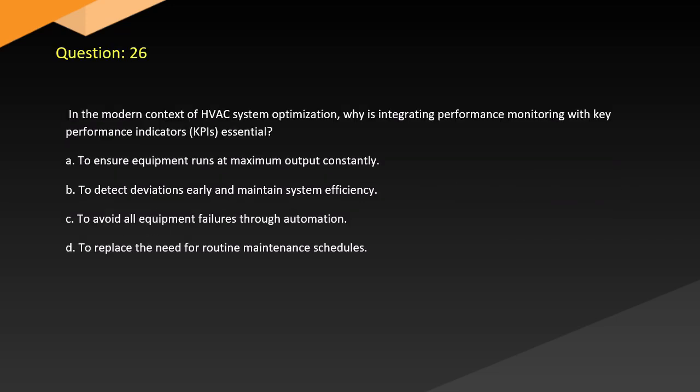Question 26. In a modern context of HVAC system optimization, why is integrating performance monitoring with key performance indicators, KPIs, essential? A. To ensure equipment runs at maximum output constantly. B. To detect deviations early and maintain system efficiency. C. To avoid all equipment failures through automation. D. To replace the need for routine maintenance schedules.